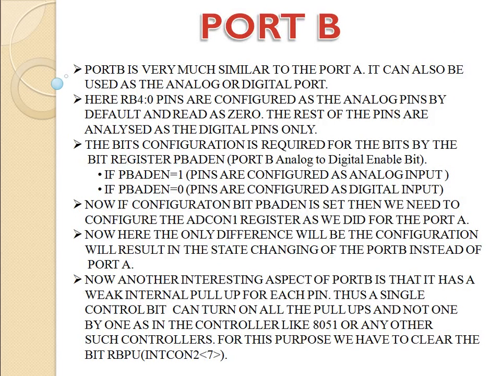Port B. Port B is much similar to port A. That means this port can also be used as an analog or digital port. In the case of port B, the pins 4 to 0 are by default generalized as analog pins, and the rest of the pins are digital pins only. The former need bit configuration, which is done by the PBADEN bit. If PBADEN equals 1, all pins are configured as analog inputs, and as digital inputs in the other case.